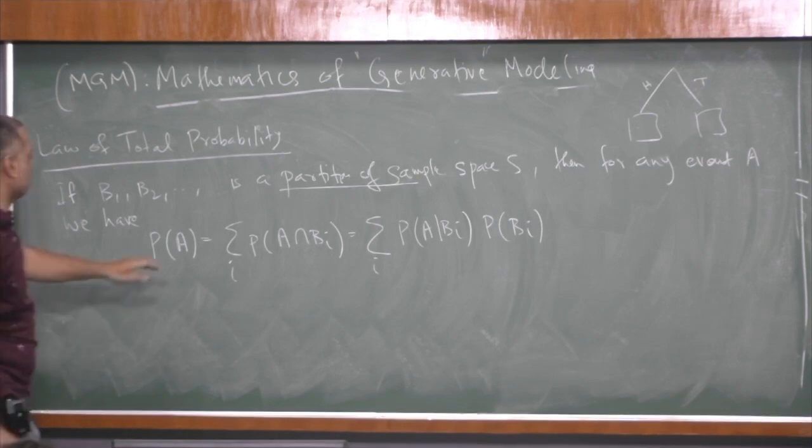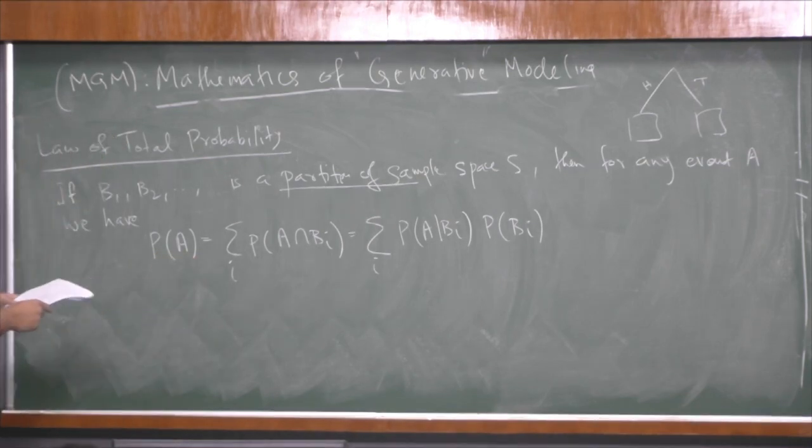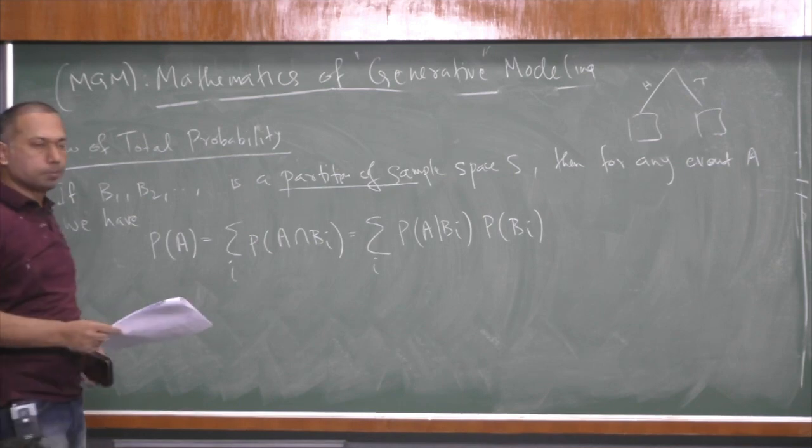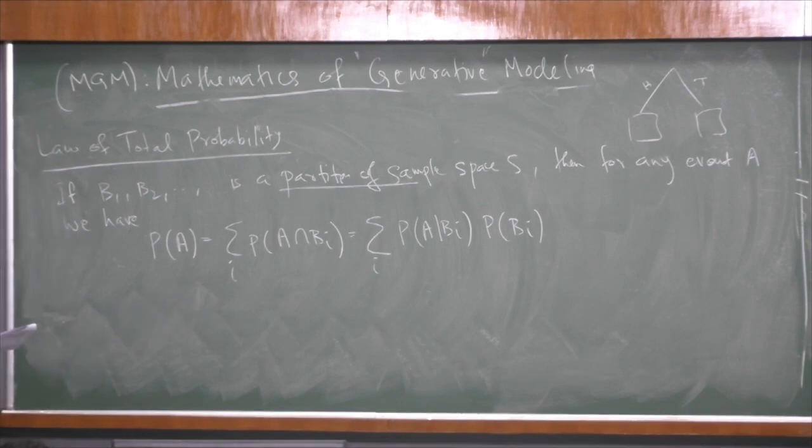So this is also important to remember, how to use the law of total probability. We will see some examples. I think in this case using examples is important, so we will do this in the next class.